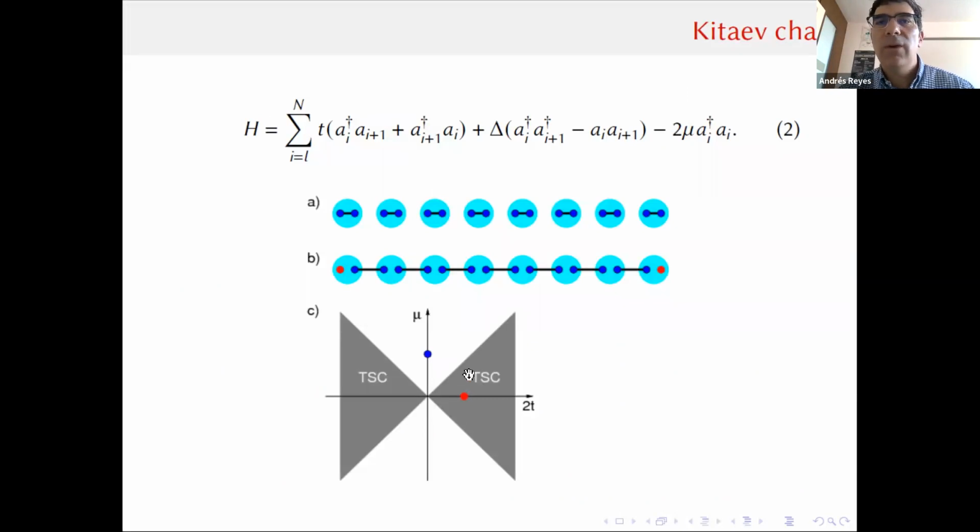Now, for the Kitaev chain, we have an interesting behavior in terms of edge states. We have two parameters, t and mu. If you are sitting in the region which is shaded here, a representative point is this red one, then there will be edge states when you consider the system on an open lattice. So with open boundary conditions, you will have edge states which are due to the fact that there are Majorana modes on the edges.